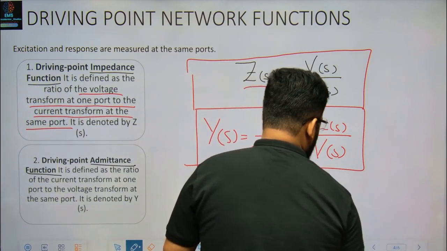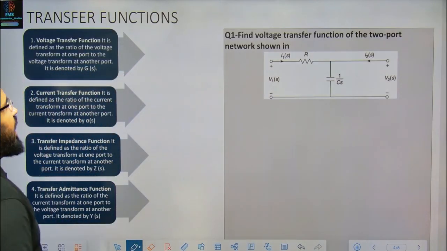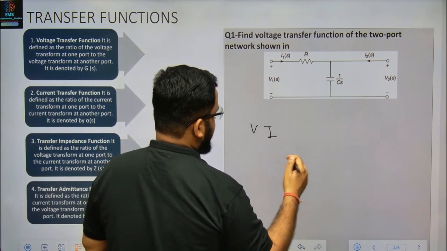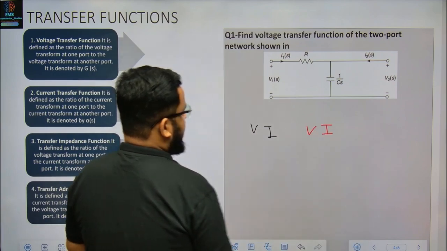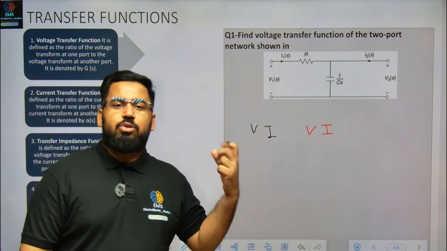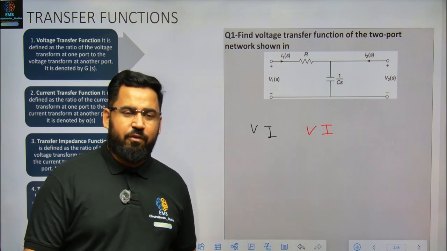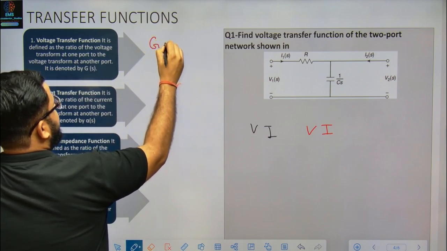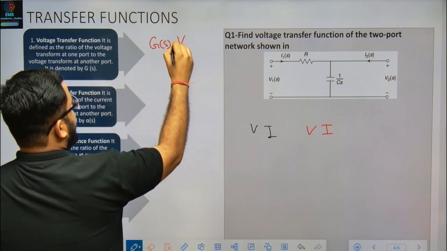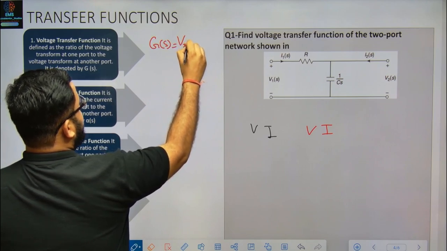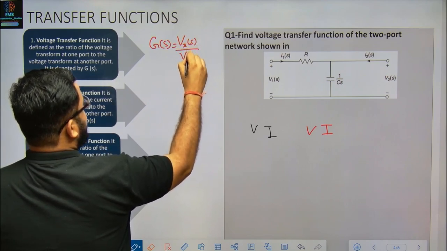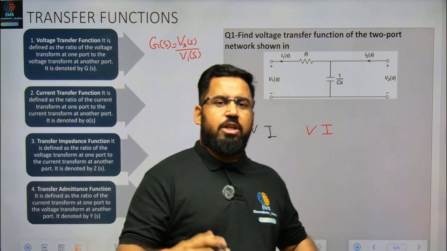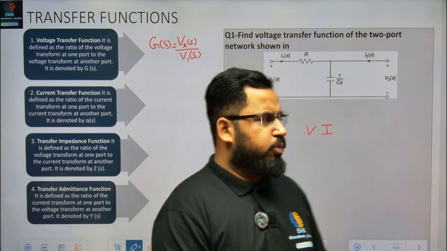Moving ahead with the topic, we have the transfer function. Since we have voltage and current at one end, and voltage and current at the other end, this brings us to four types of function. First, the voltage transfer function, denoted by G(s). It is a ratio of two voltages: voltage at the second port divided by the voltage at the first port.